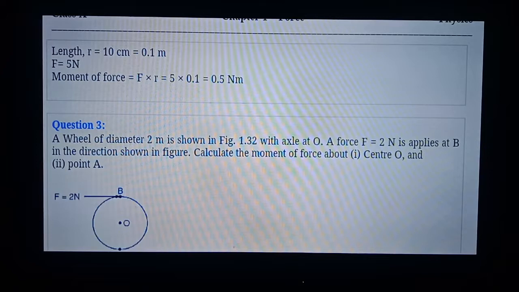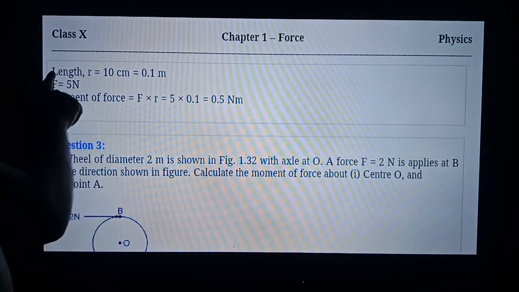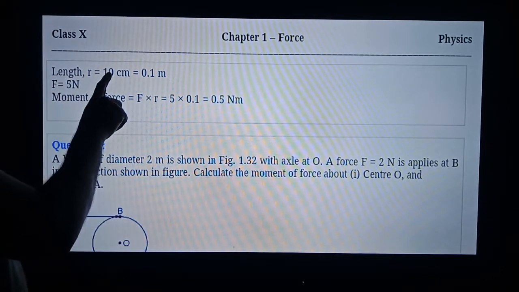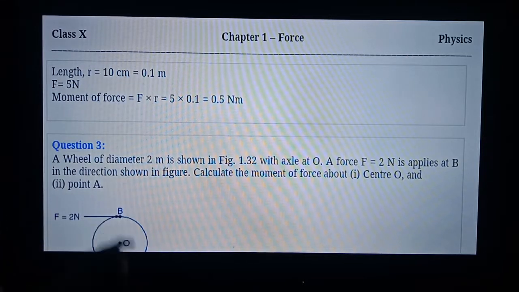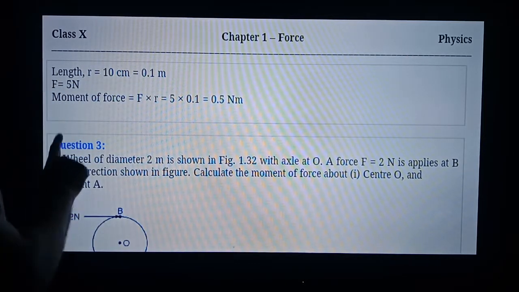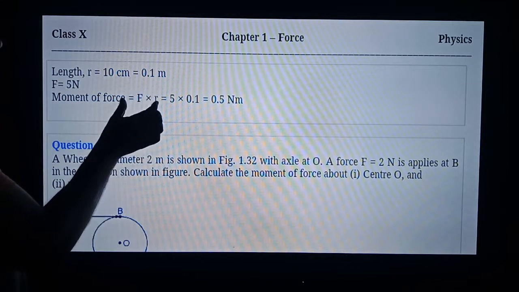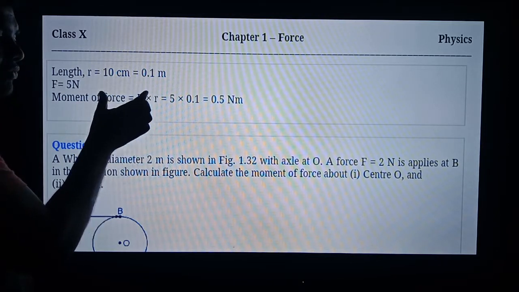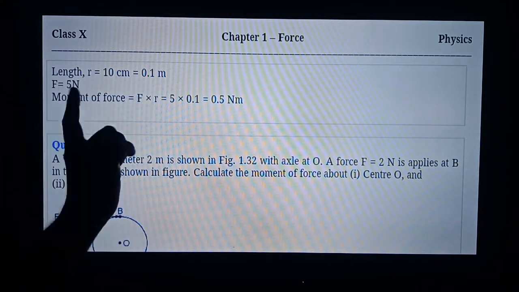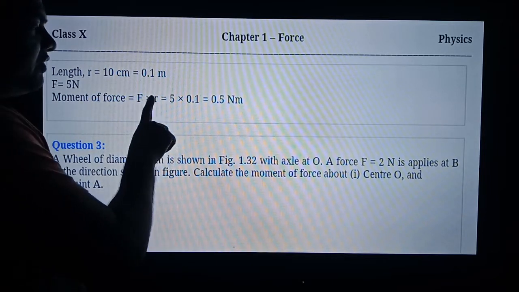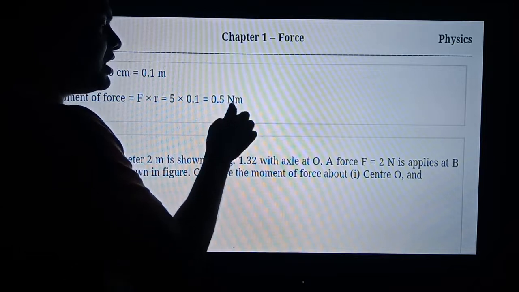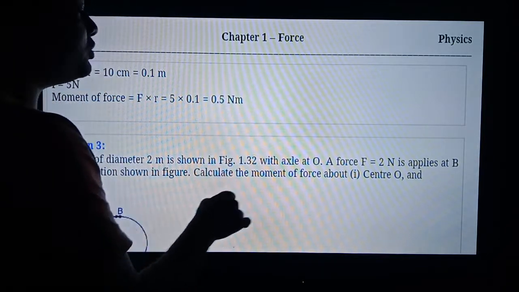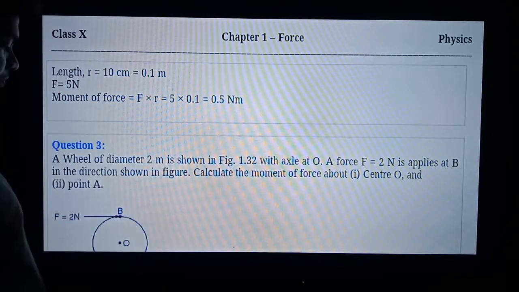See. Length, that is 10 centimeter, converted into meter will become 0.1 meter. Force is given, 5 Newton. So moment of force is F into R. Keep reminding, writing the formula is very important. It carries 1 mark. F is 5, R is 0.1. Then the answer will become 0.5 Newton meter. Newton meter is the SI unit of moment of force.